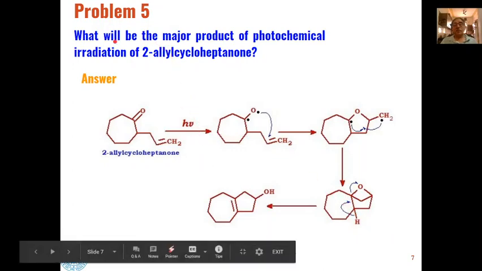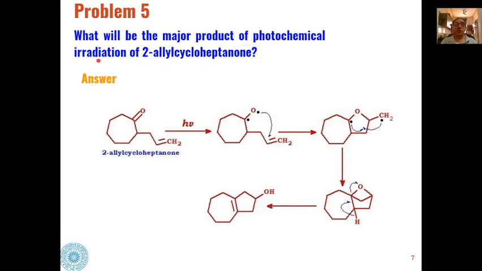Then is problem fifth. What will be the major product of photochemical irradiation of 2-allyl cycloheptanone? So this is the structure for 2-allyl cycloheptanone. And here what will happen when this is irradiated with the UV light? In the excited state you will have this free radical and this free radical. This type of free radical is formed.